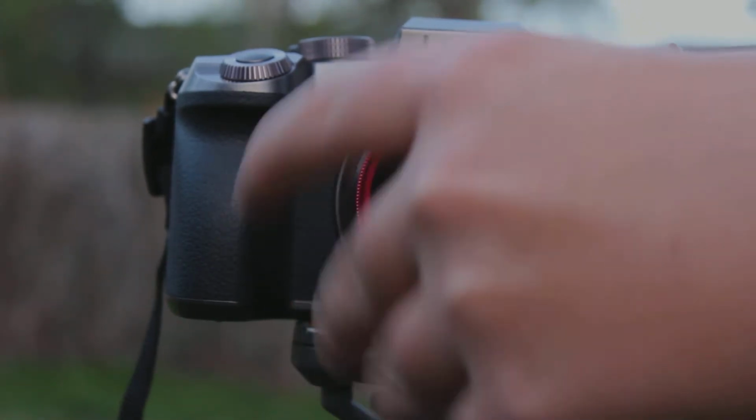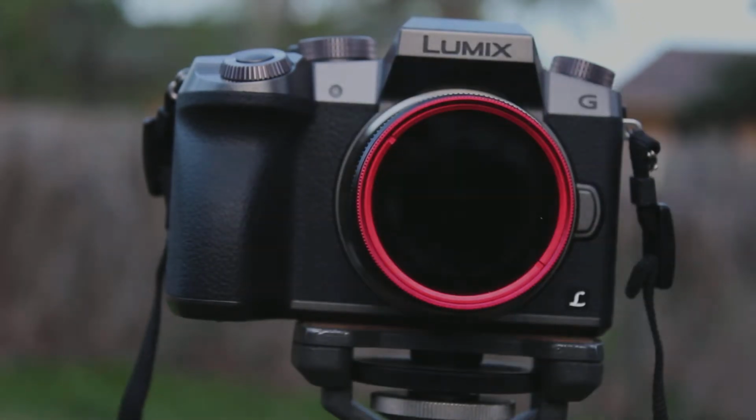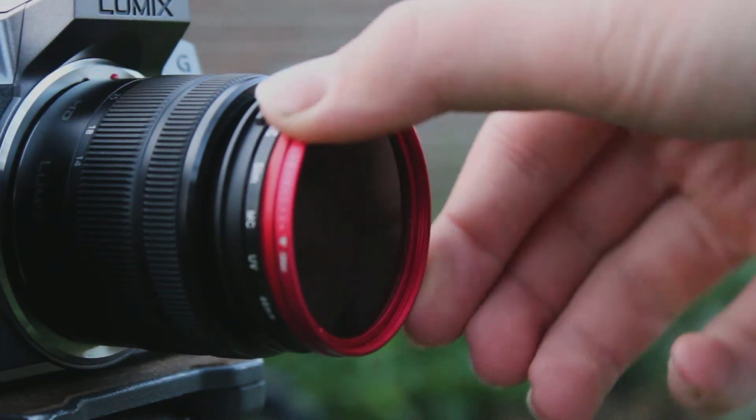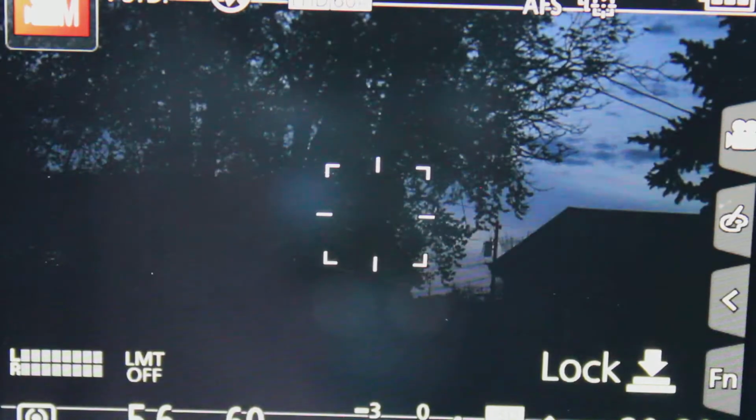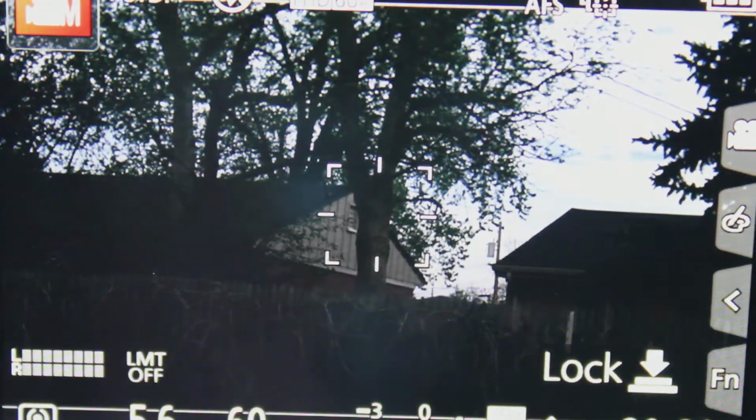And what this does is it's basically a pair of sunglasses, or one sunglass for your camera. When you put the ND filter on, it blocks out some of the light. You can even get variable ND filters which allow you to really dial in how much light is coming into your sensor.